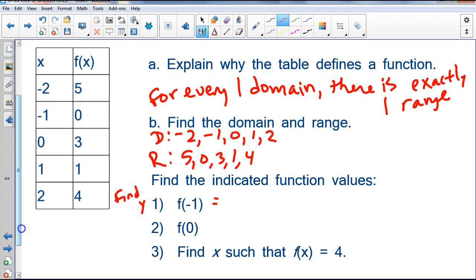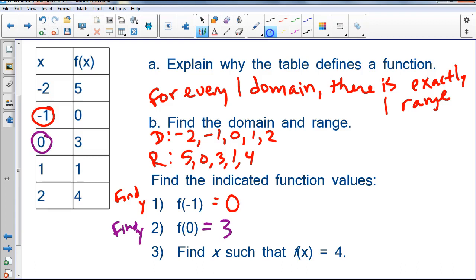So find -1 for x, here it is, and then the associated y coordinate is 0. Number 2, same thing, it's telling you find f at 0. That means find y when x is equal to 0. X is 0 here, so that means the y value is 3.